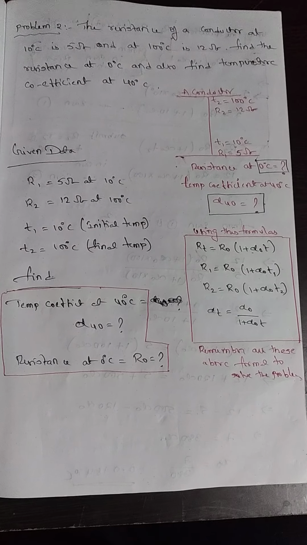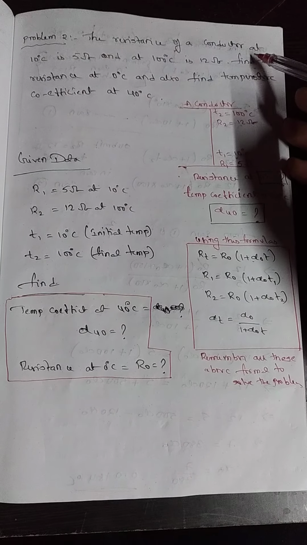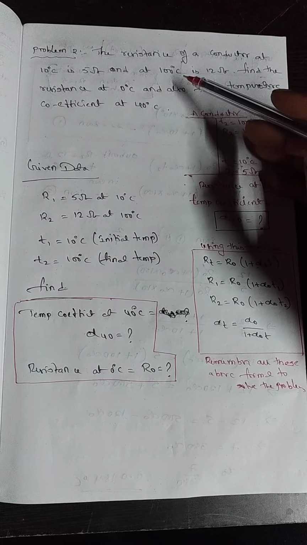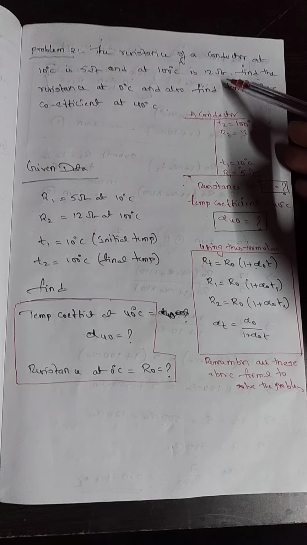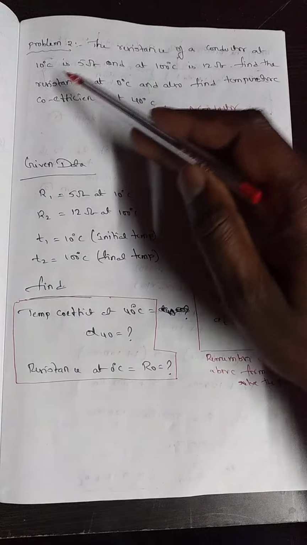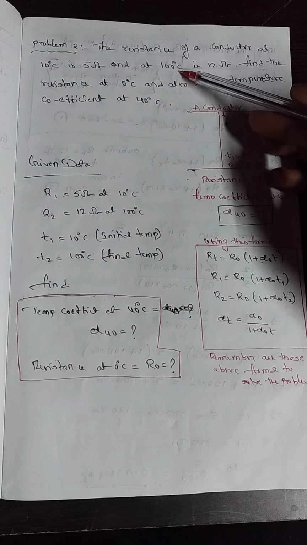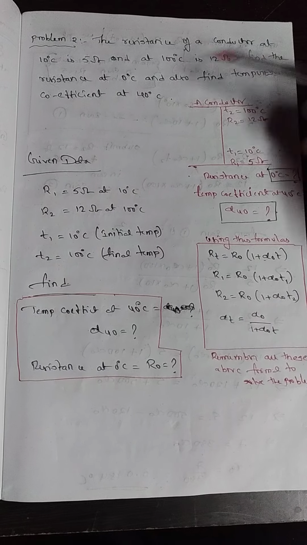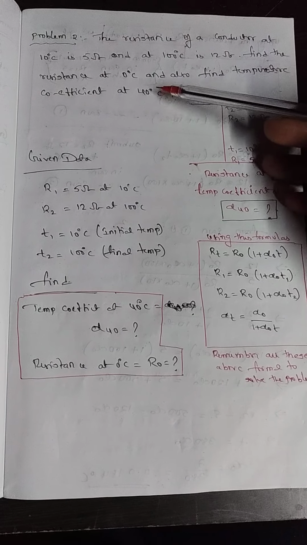Now we will discuss problem 2. The resistance of a conductor at 10 degrees centigrade is 5 ohms and at 100 degrees centigrade is 12 ohms. He has given two temperatures and two resistances. Initial temperature is 10 degrees and R1 is 5 ohms, and final temperature is 100 degrees Celsius and R2 is 12 ohms. So find the resistance at 0 degrees and also find the temperature coefficient at 40 degrees.